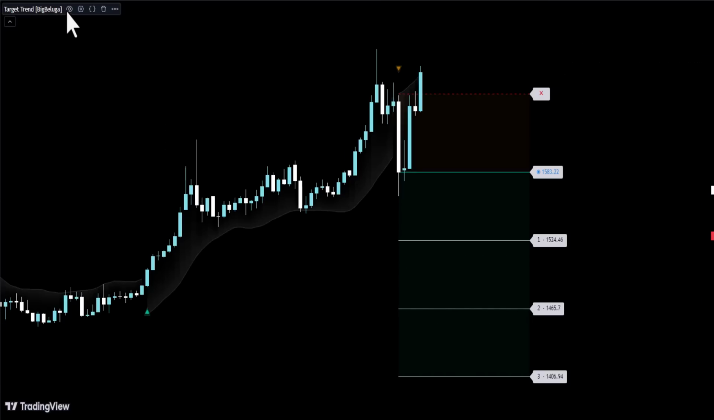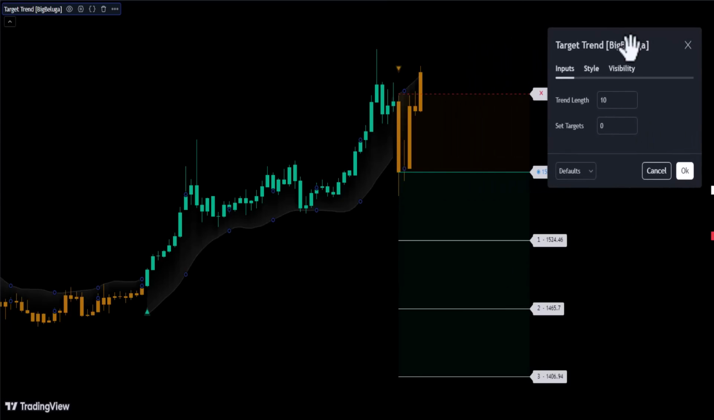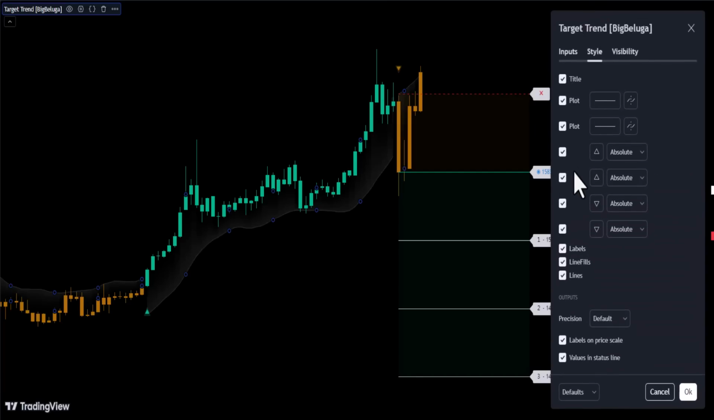When you go to the settings of the indicator, the Input tab only has the trend length and the set target. You can adjust them the way you want, but in this video, I'm just going to leave them at their default setting. The Style tab also has these checkboxes for the different components of the indicator, and then you are going to click OK.